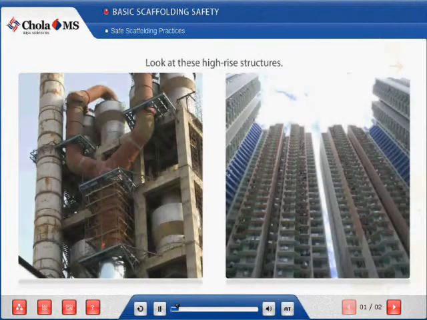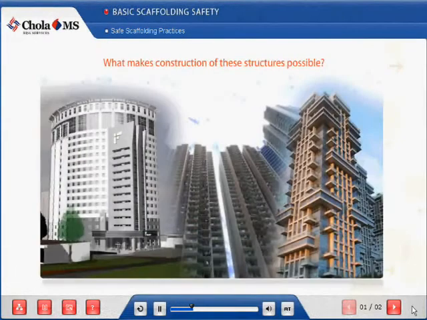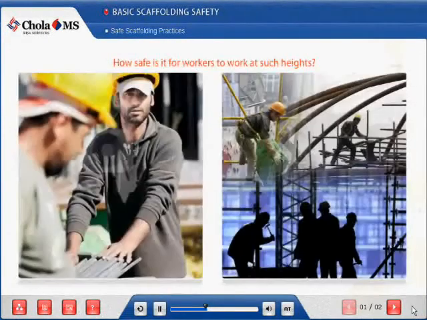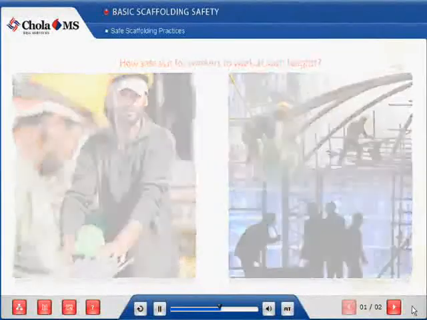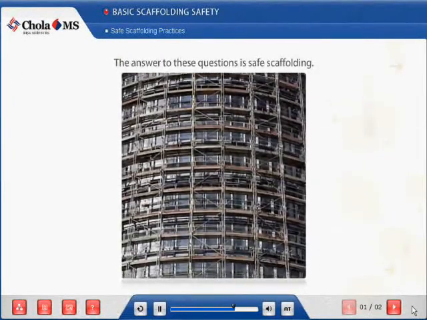Look at these high-rise structures. What makes construction of these structures possible? How safe is it for workers to work at such enormous heights? The answer to these questions is safe scaffolding.